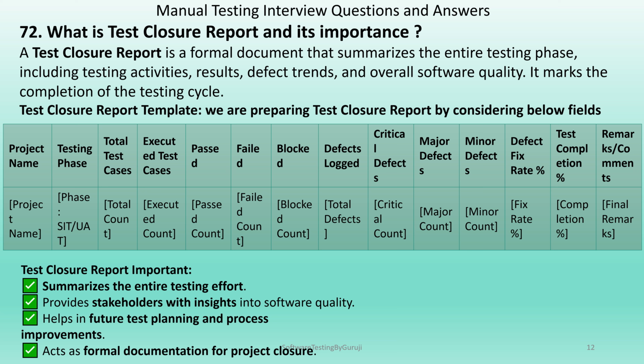So for the test closure report, why is it important? First, it summarizes the entire testing effort. Second, it provides stakeholders with insight into software quality. Third, it helps in future test planning and process improvement. And last one, it acts as formal documentation for project closure. So this is all about the test closure report and its importance.